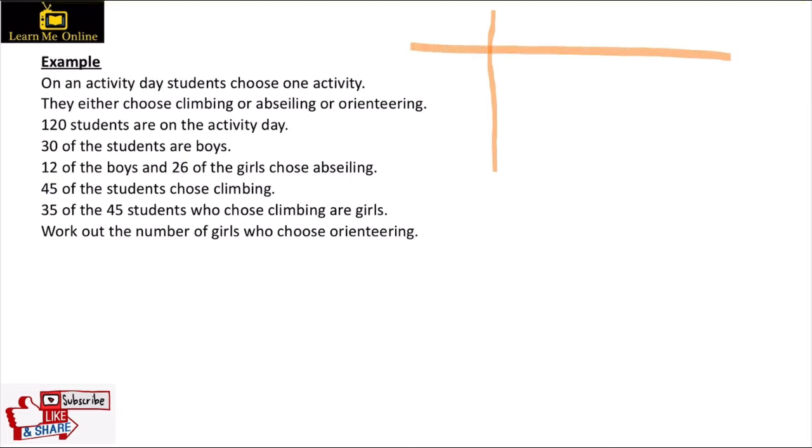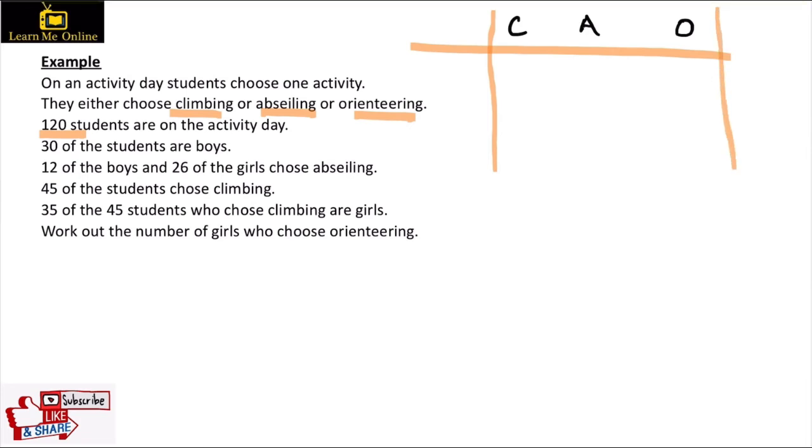The three categories it could be are climbing, abseiling, or orienteering. So I'm going to take the initial A and orienting, which is the O. Now 120 are the students on that activity day. So I'm going to highlight now. First of all, we have three different activities on the activity day. The total number of students on that activity day would be 120.